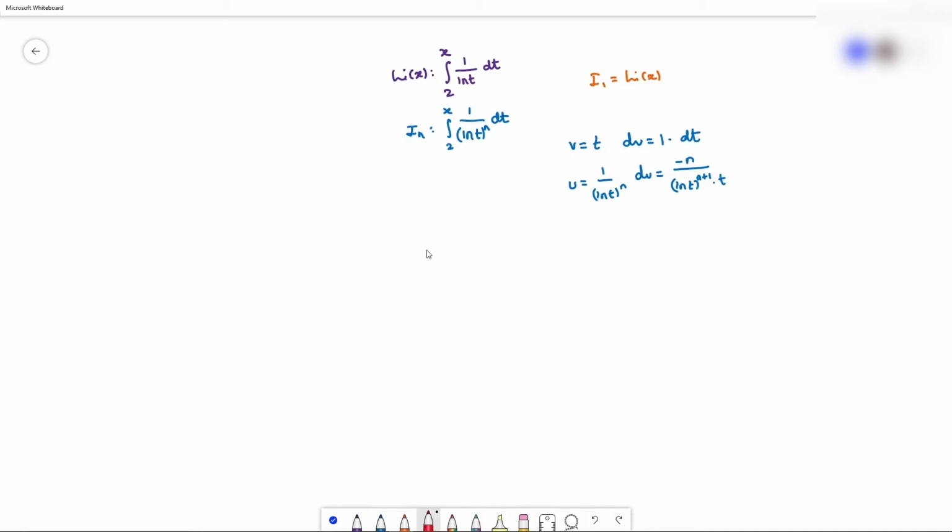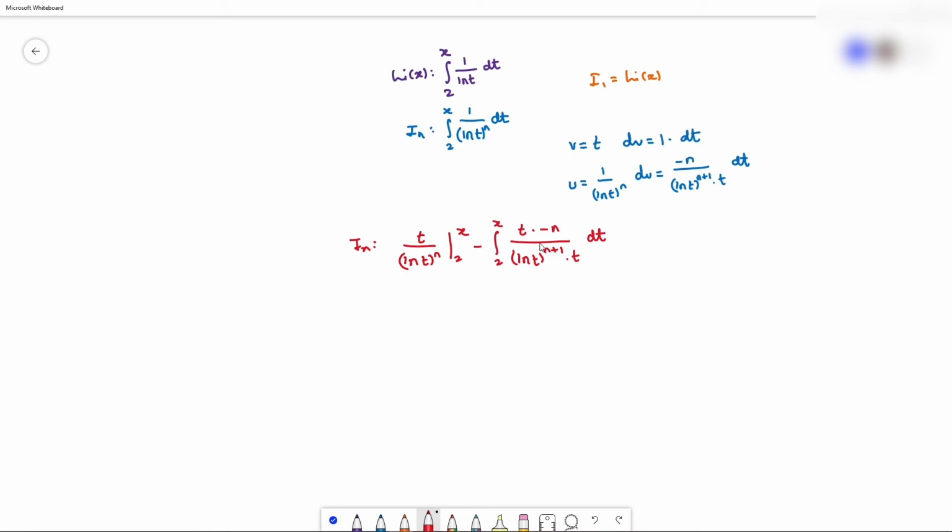So now carrying out integration by parts, what we get is u times v, which is t divided by ln t to the power of n, evaluated from 2 to x, minus the integral from 2 to x of v du. v is t times du, which is this here. And sorry, there's meant to be a dt here again. I keep missing that out. ln t to the power of n plus 1 times t dt. And this is I sub n.